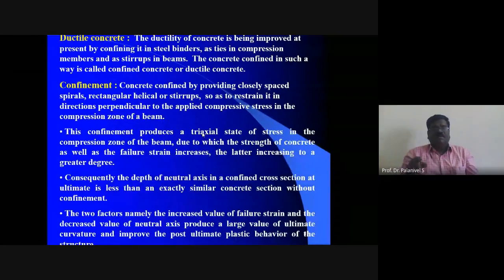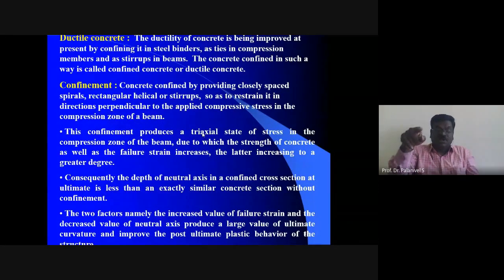Even before loading the concrete, there are micro cracks present in the concrete at the transition zone. You know what is transition zone? At a macro level, if you see concrete, it has only an aggregate zone and a hydrated cement phase zone. If you view it through an electron microscope, we call it the microstructure.